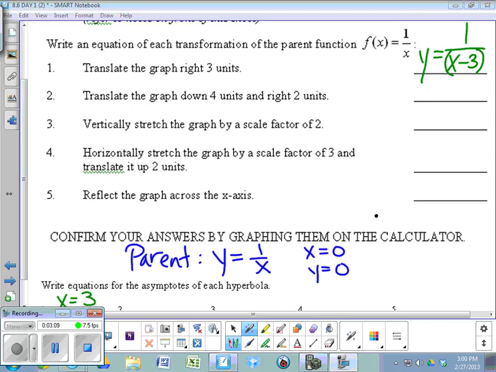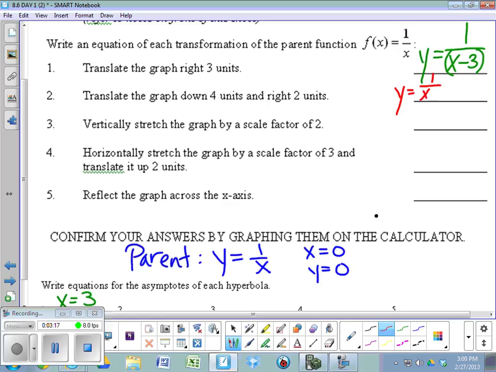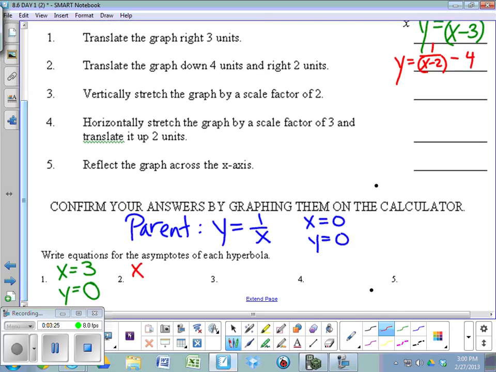So here we go. Now we have number 2. Translate it down 4 and right 2. Someone take care of the right 2. What does that? Minus 2, and then down 4. So while we're at it, the x asymptote slides right 2. So instead of being at 0, it's at 2. The y asymptote went down how many? 4, so it's at negative 4. It reminds me of finding the vertex of the parabola. When the parabola slid right 2 and down 4, there was a vertex at 2 comma negative 4.